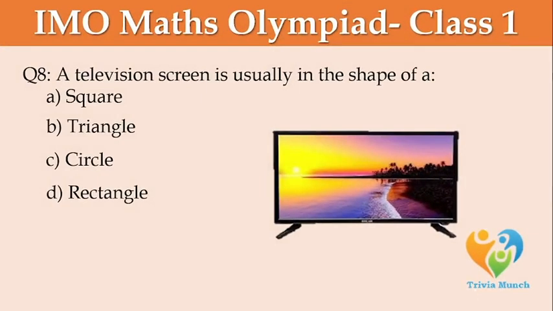A television screen is usually in the shape of a: option A square, option B triangle, option C circle, option D rectangle.